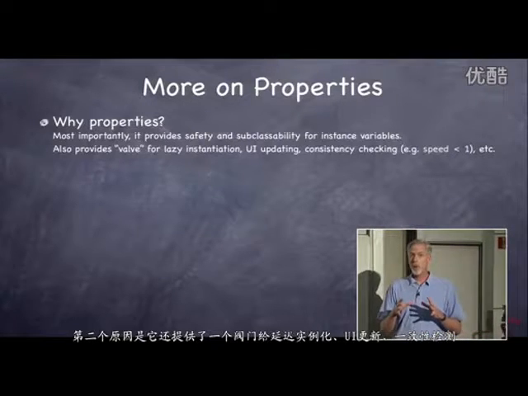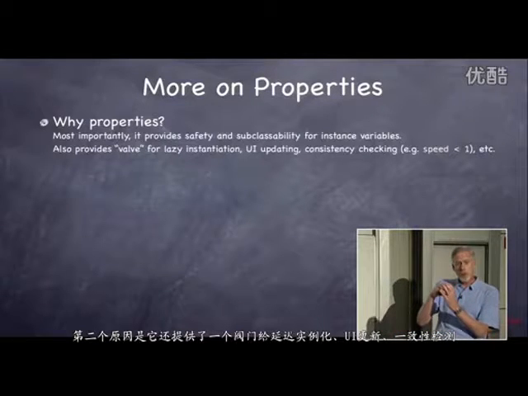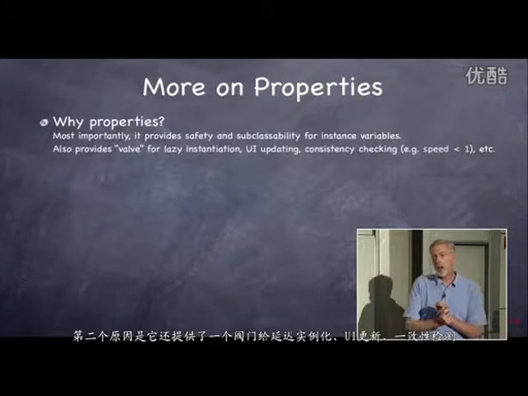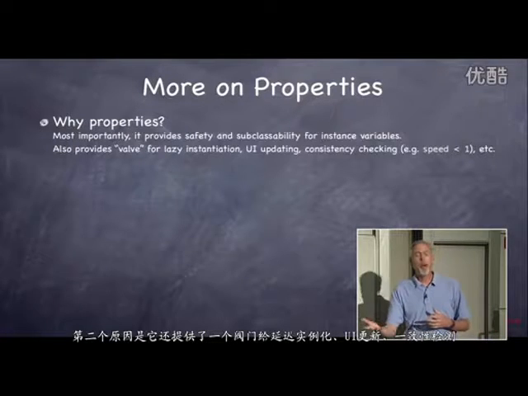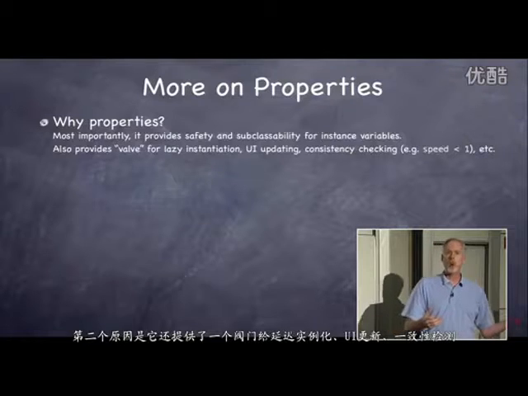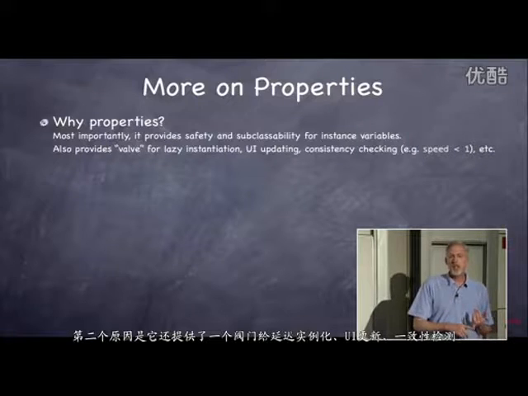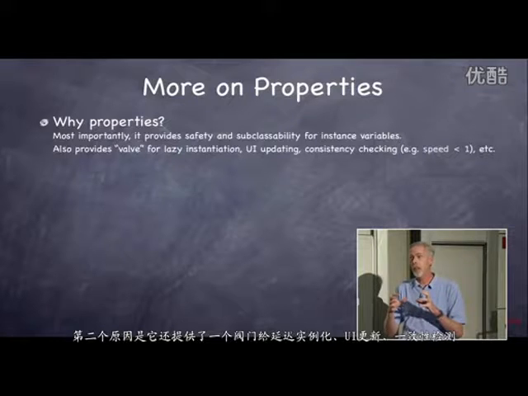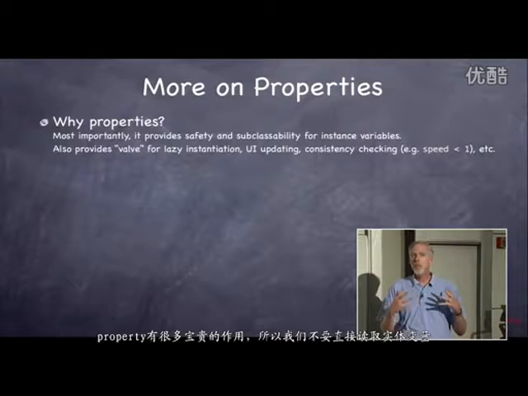But it also provides, and this is a close second reason, kind of a valve, a choke point through which we can do lazy instantiation, which you saw, updating of the UI, right? If you have some object that is displayed on the screen and you change some attribute of it with the setter, it'd be nice to mark that that view needs to be redrawn. All right, so that's a great place to put that. Consistency checking, remember in the thing we did on the first day of class, I checked to make sure the speed wasn't greater than the speed of light, right, in the setter. So that's another great reason. So properties have a lot of really valuable things to them that we need.